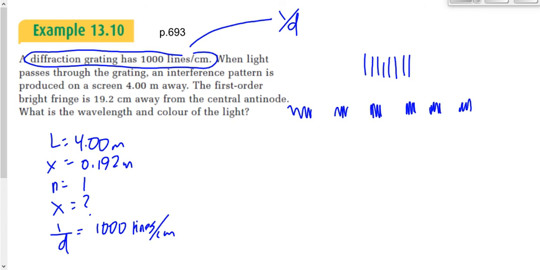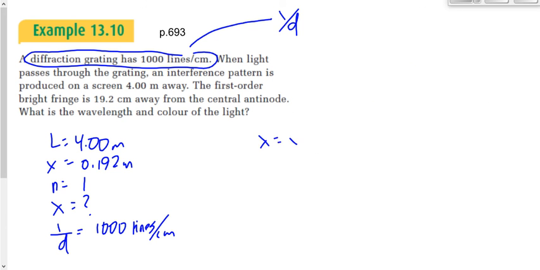So what do you think we're going to do to solve this problem? You're probably going to want to say lambda is equal to xd over n times L. And you're probably going to do that check here. Is L greater than 10 times x? 4 meters versus 1.92 when we multiply x by 10. Sure enough, we're allowed to use that equation.